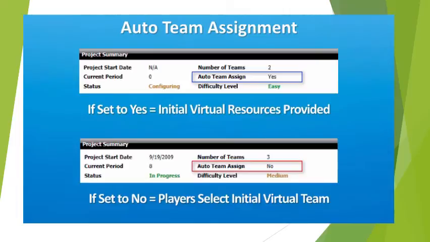Another example of options available is called auto-assignment of virtual resources. If chosen, the simulation will auto-populate your virtual project with a startup number of resources. This option reflects the real world where you, as a project manager, may or may not have the option of hiring your own team. If your instructor does not choose this option, you will start the simulation by bidding for the initial resources to staff your virtual team. Either way, you are able to hire and fire resources as your project progresses.